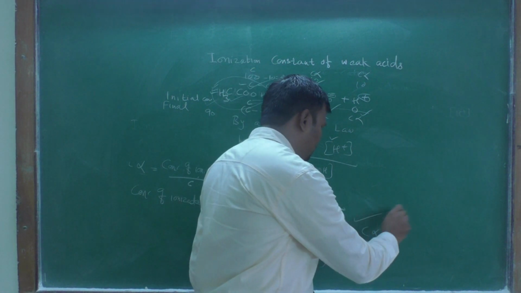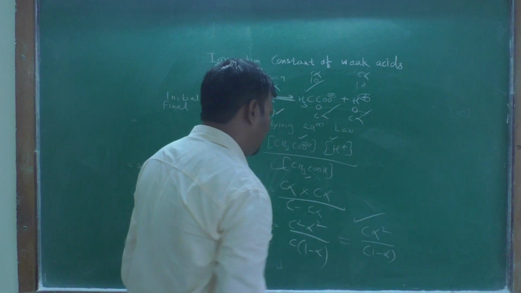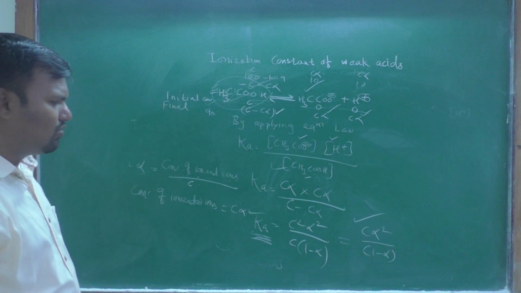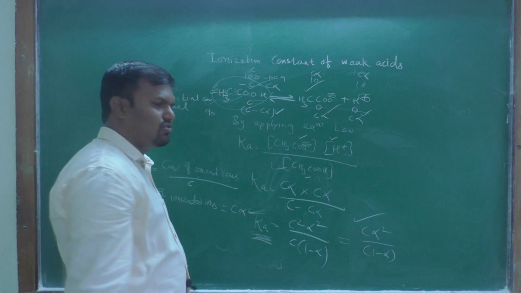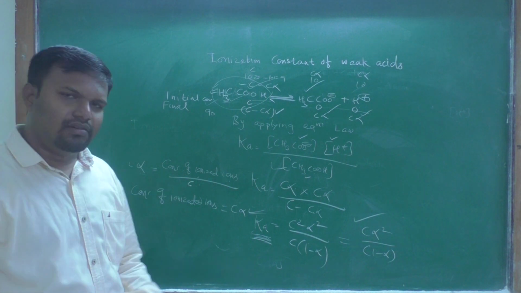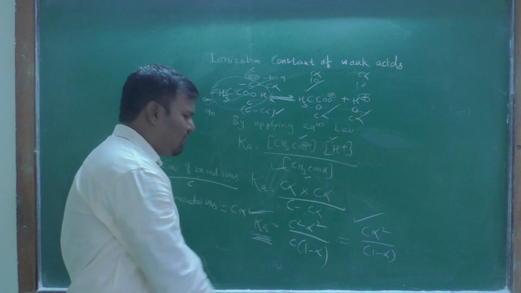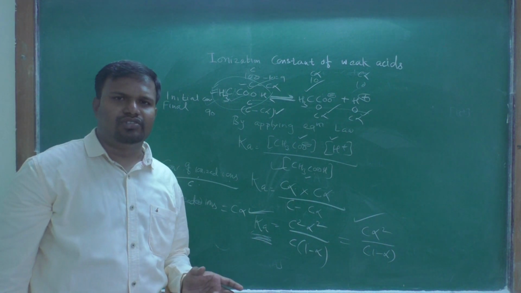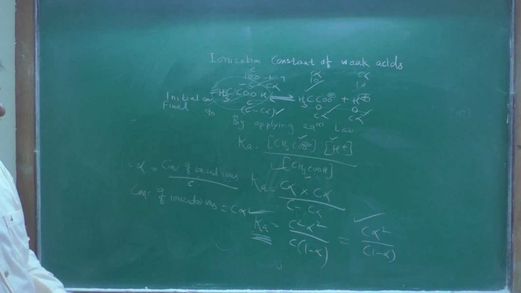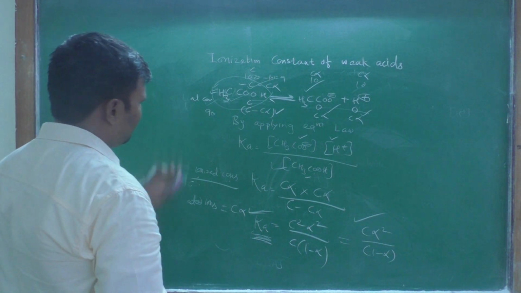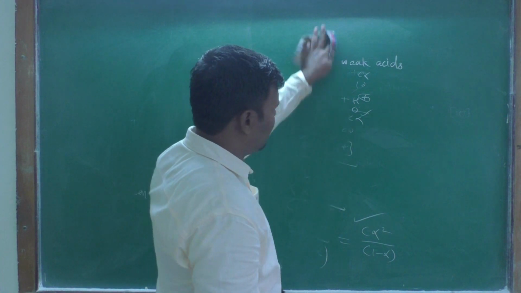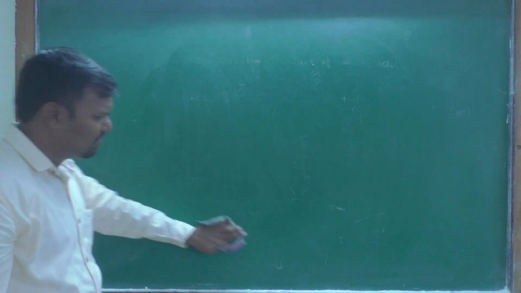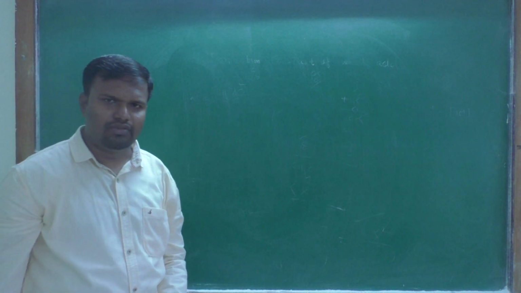By finding this value we can find the ionization constant. The strength of an acid can be defined using the Ka value; the Ka value defines the strength of acids. That is all about acids. In this lecture we have seen the ionization constant of acids only. Thank you very much.